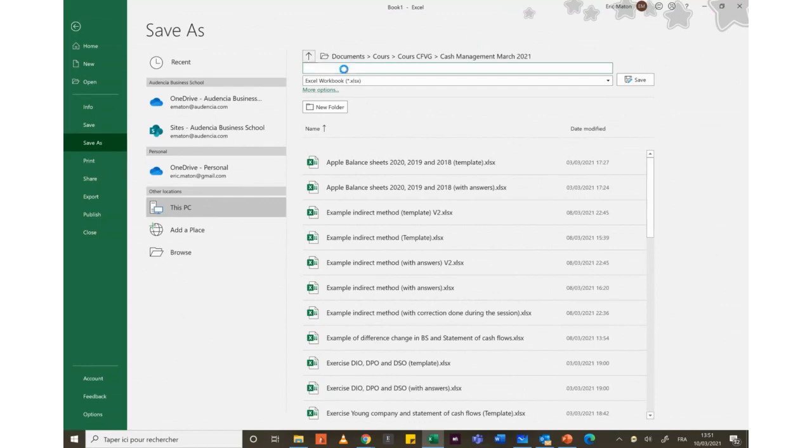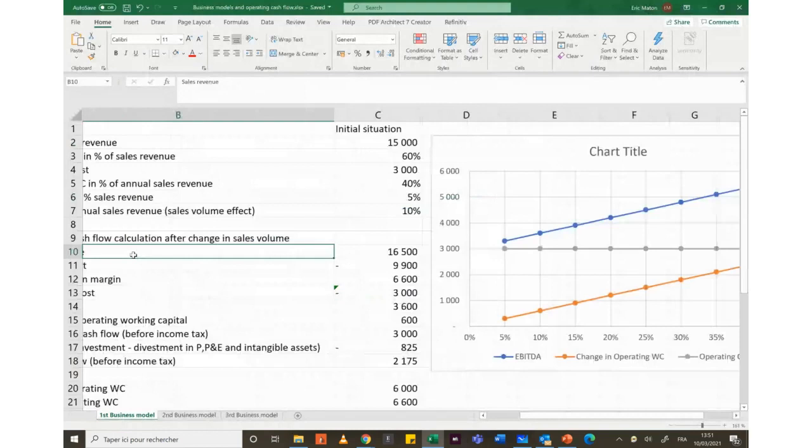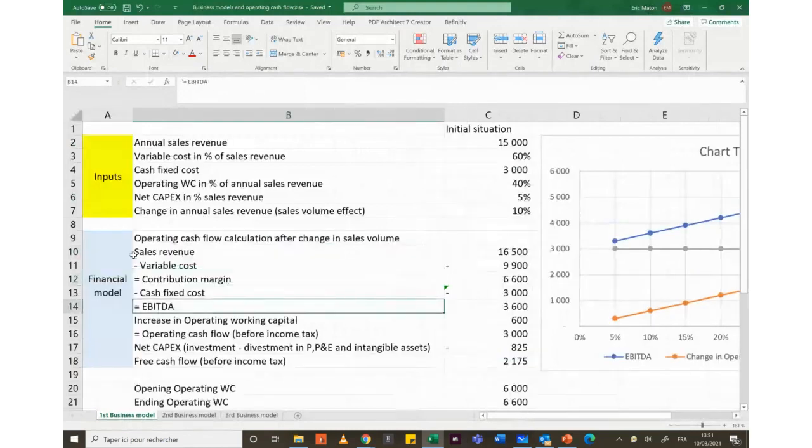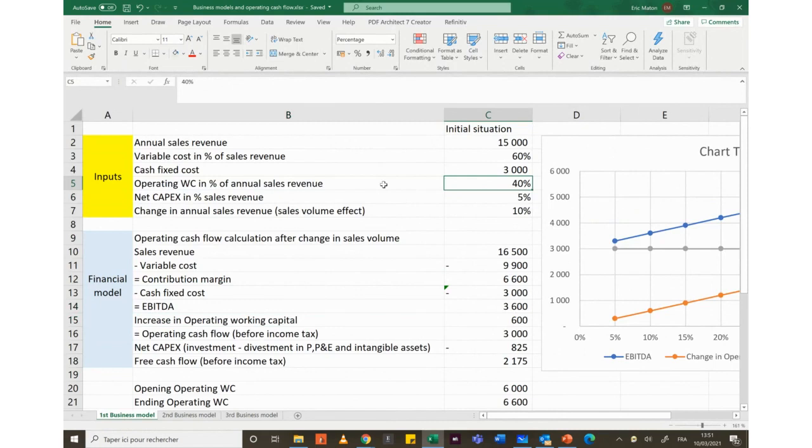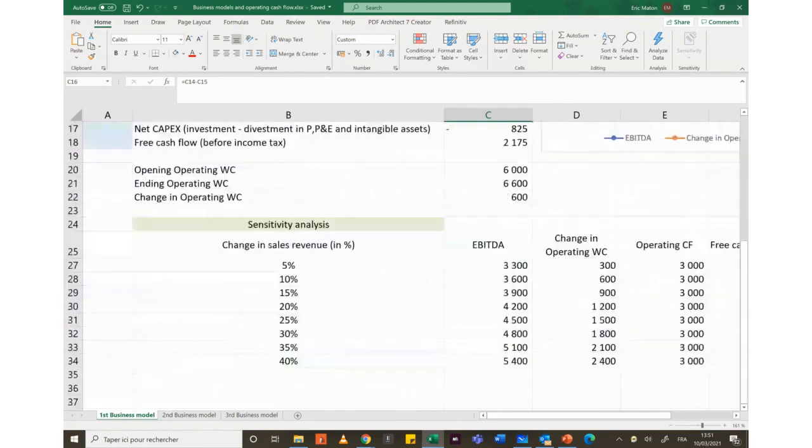Just to say, we can have some liquidity problem in function of the EBITDA and the increase in the change in operating working capital. If the change in operating working capital is higher than the EBITDA, because we need a huge operating working capital, 40% of the annual sales revenue is very huge. Because we need 40% and we spend a lot in variable cost, we keep only 40% of what we create in terms of revenue. We can finish with a negative operating cash flow if the increase in sales revenue is too high.